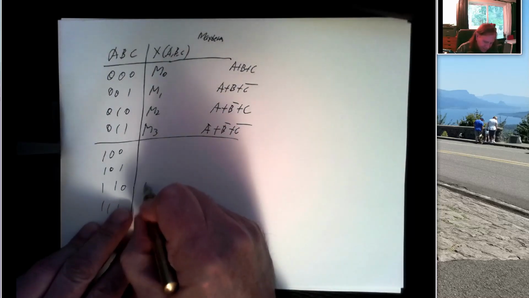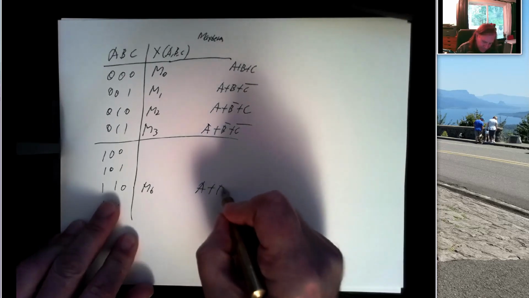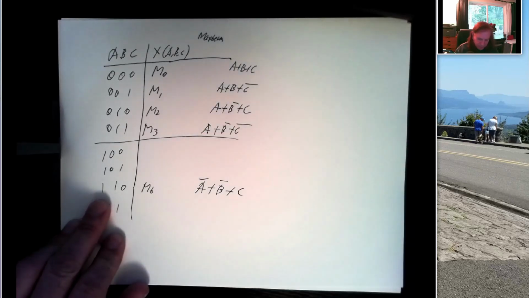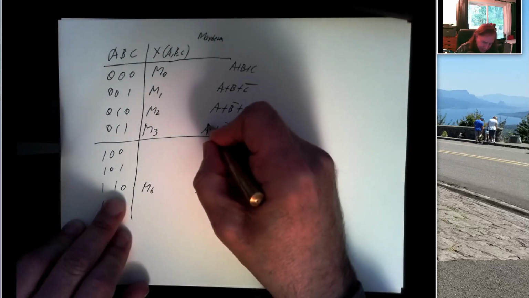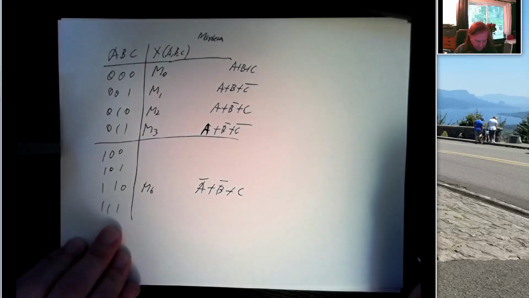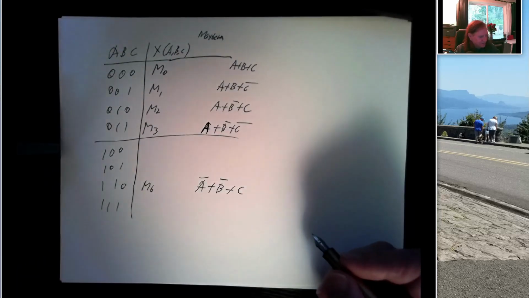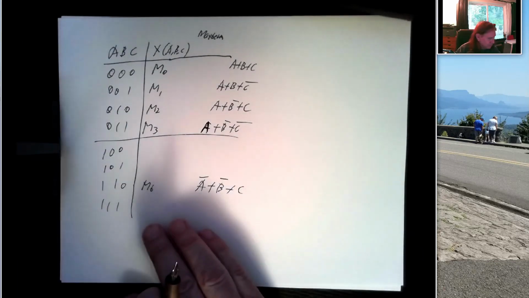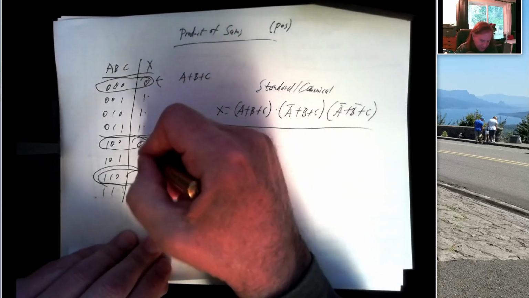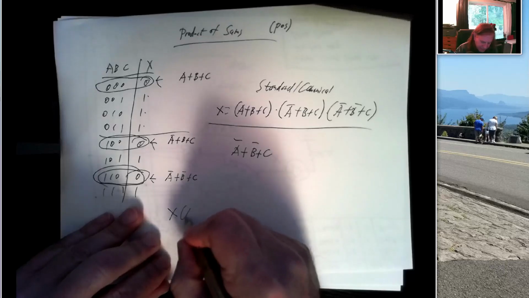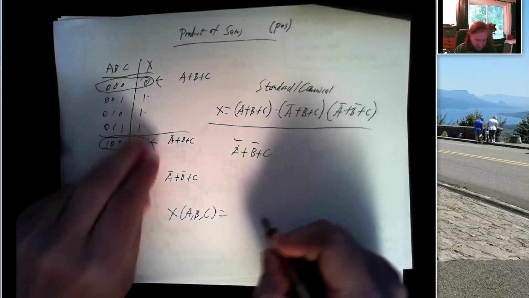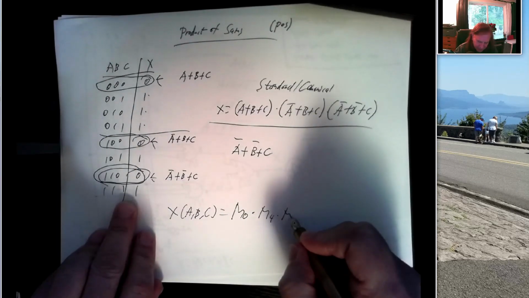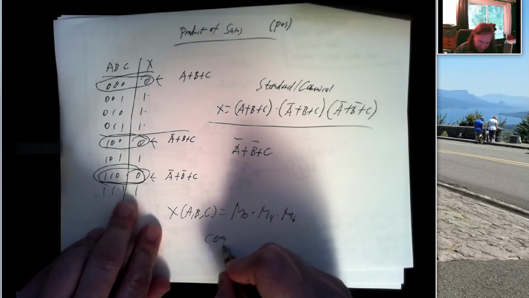So for each of these, M6, put a bar on top of any variable where you have a 1, and don't put a bar on top where you have a 0. So there's no bar here. This is just an A. And so on. And so if we have our truth table where we wanted to have a 0 in exactly these positions, we could simply have written X of A, B, C equals max term 0 ANDed with max term 4 ANDed with max term 6. And that's called compact form.